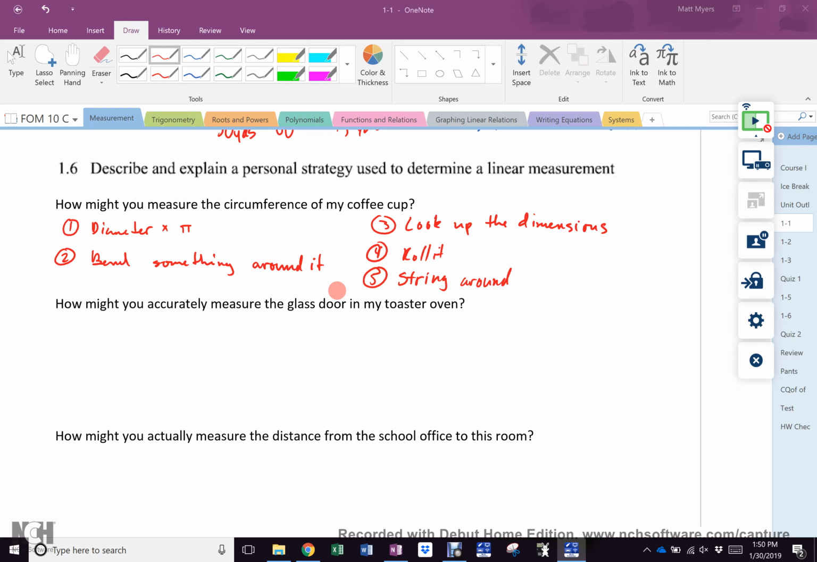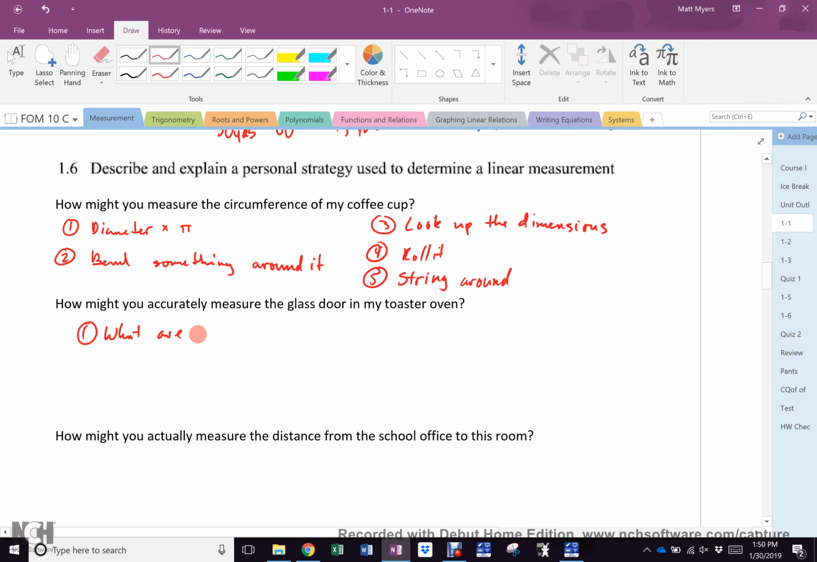So first thing, before we even tried this, we'd have to say, what are we measuring? That should be the first question that you ask yourself every time you're doing a question in this unit. What am I trying to find? This question is unanswerable, isn't it? Because we have no idea what I'm trying to find. Now, I could change this question very easily. How could you accurately measure the surface area? How could you accurately measure the width? And then we're just faced with the problems of actually doing so.